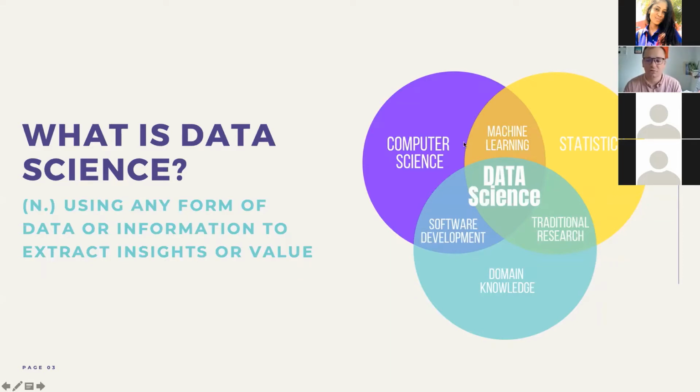Traditional research. But if you have all three, you're kind of in the middle. So you're using computer science and statistics mixed with the business problem. In this case, for most of you, that's a petroleum engineering problem, whether that's asphaltene deposition in pipes, or a process controls problem working with valves, or a flow assurance problem. You're going to be using statistics and computer science to try to solve those types of problems.